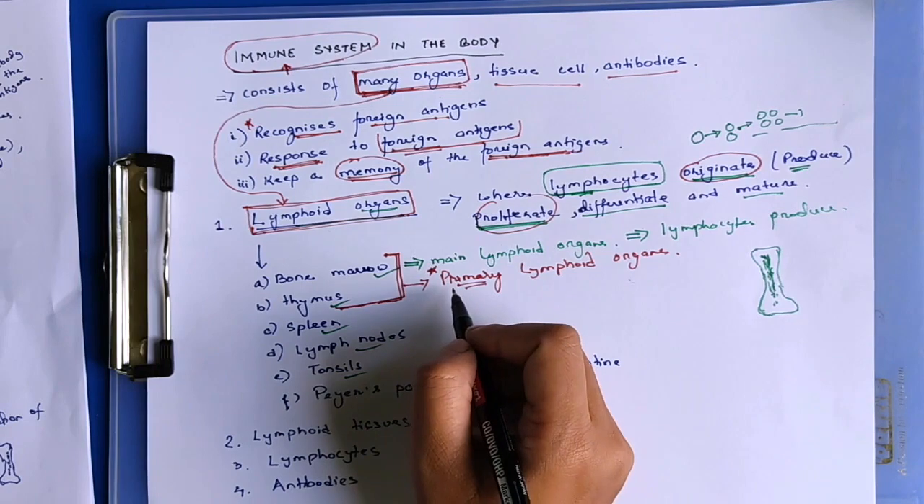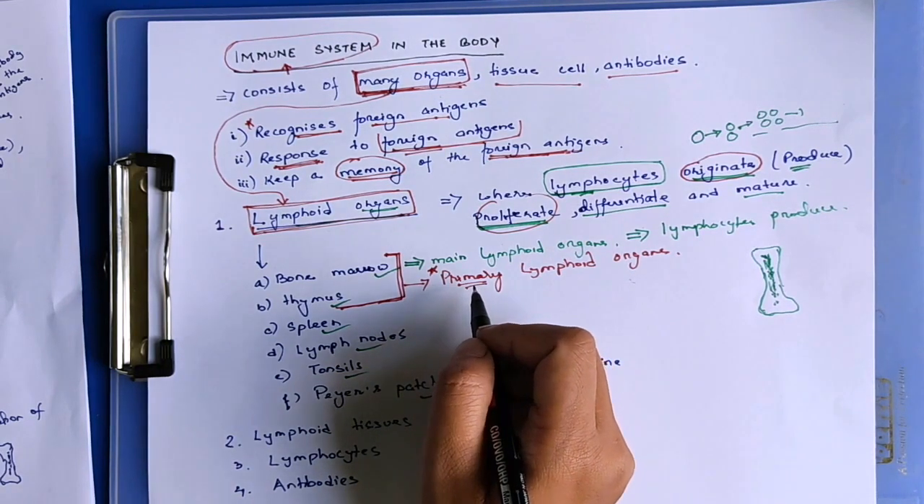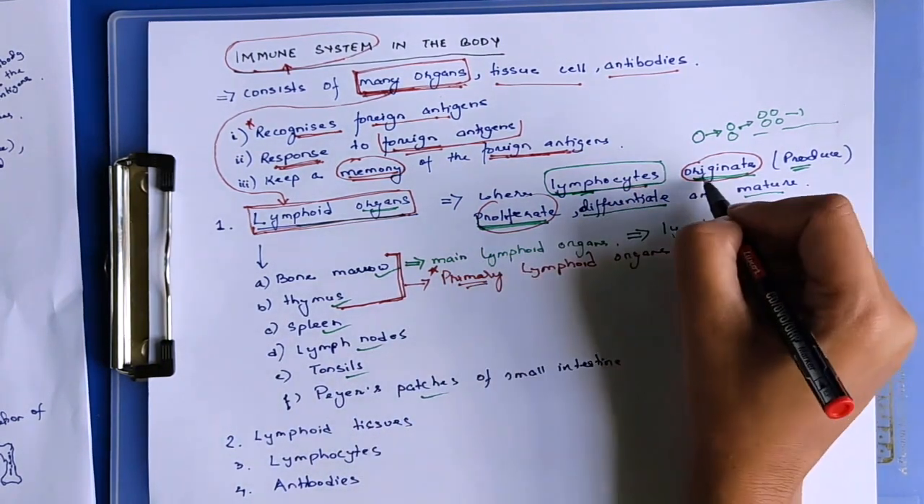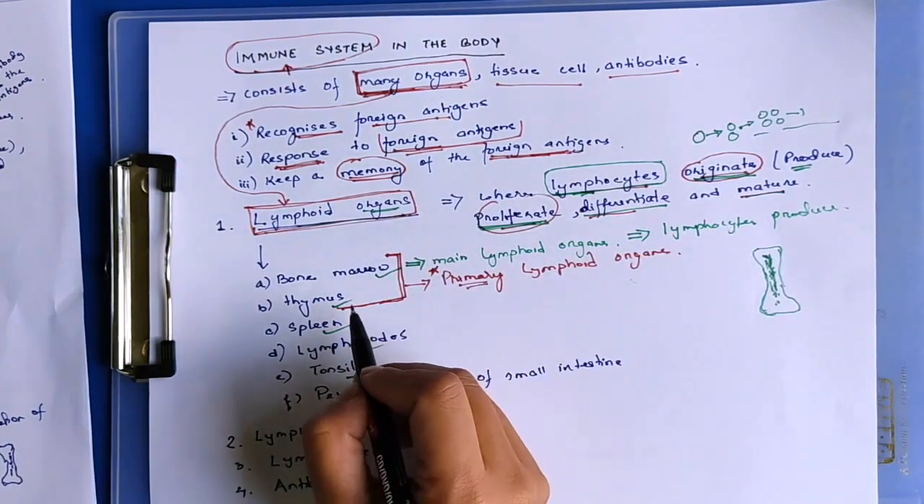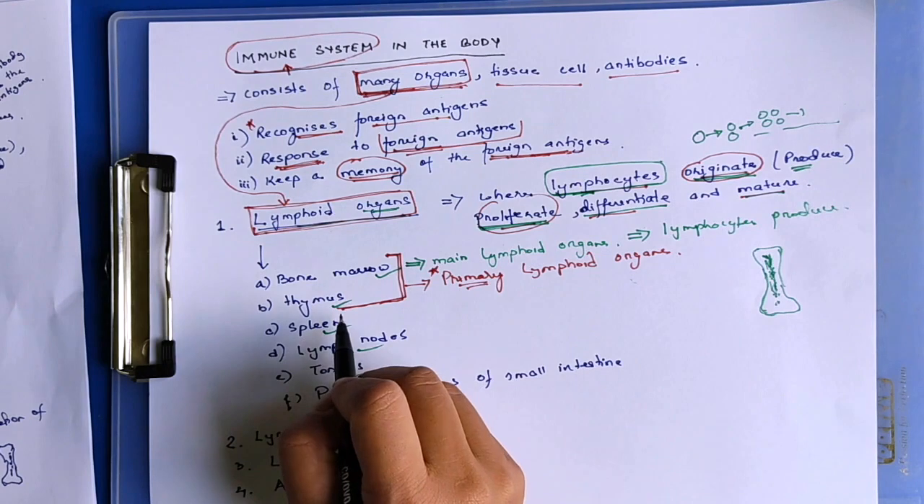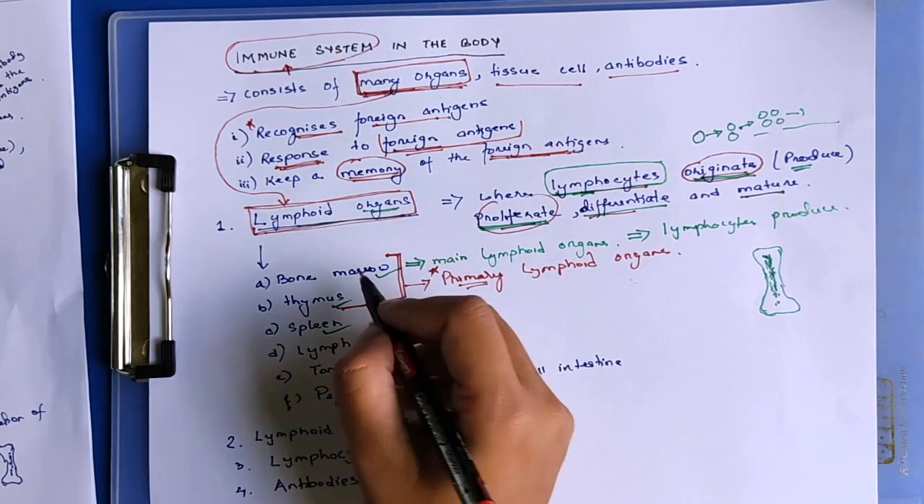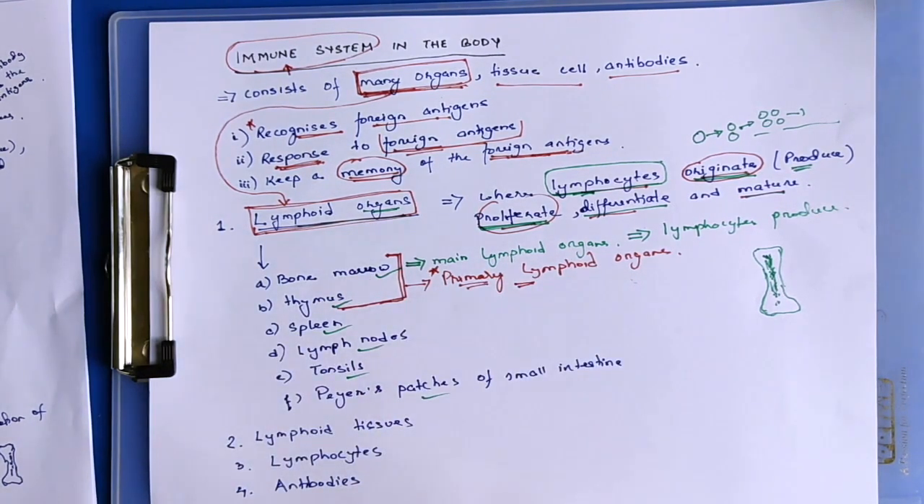They are known as primary lymphoid organs because lymphocytes originate, proliferate, differentiate, and mature in the thymus and bone marrow.